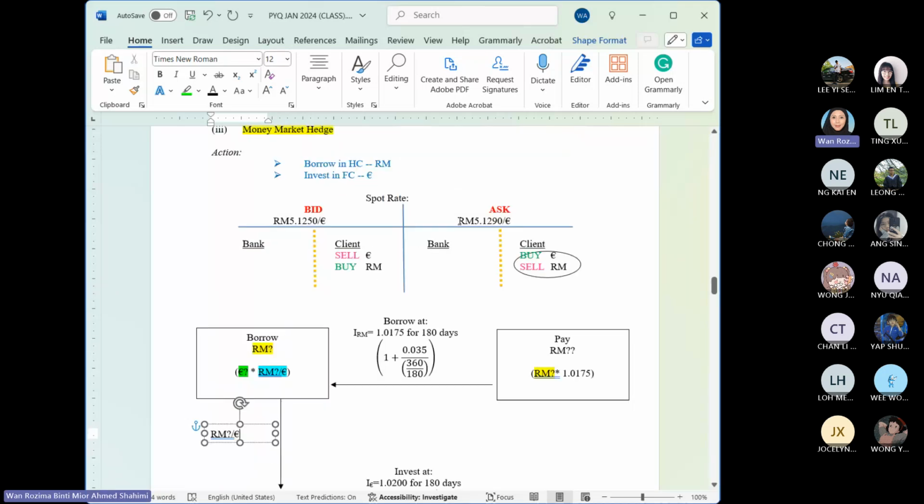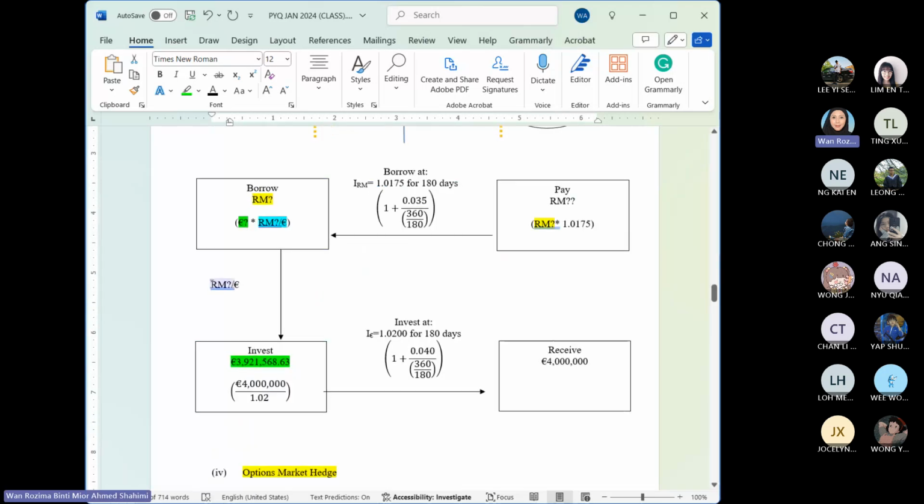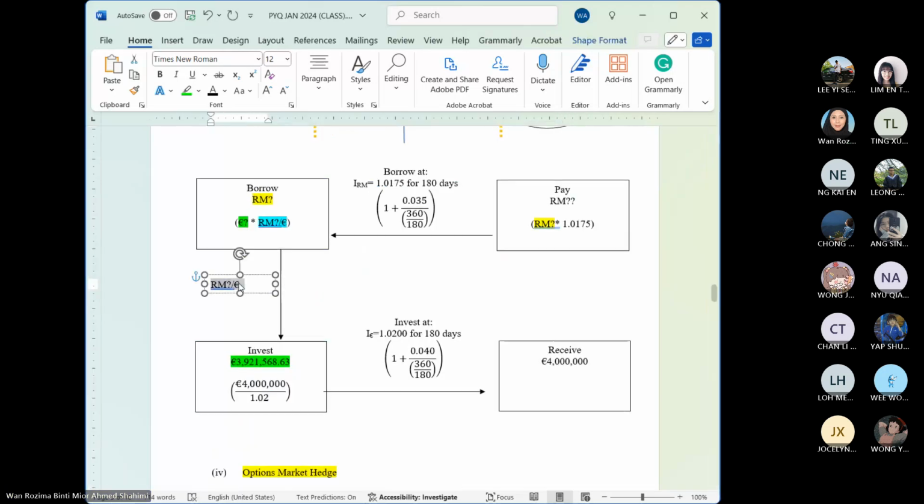Hold on, what happened? Okay, let me do one more time. Let's see. Okay, so this is the one. So I copy whatever the answer here, and then do this answer.